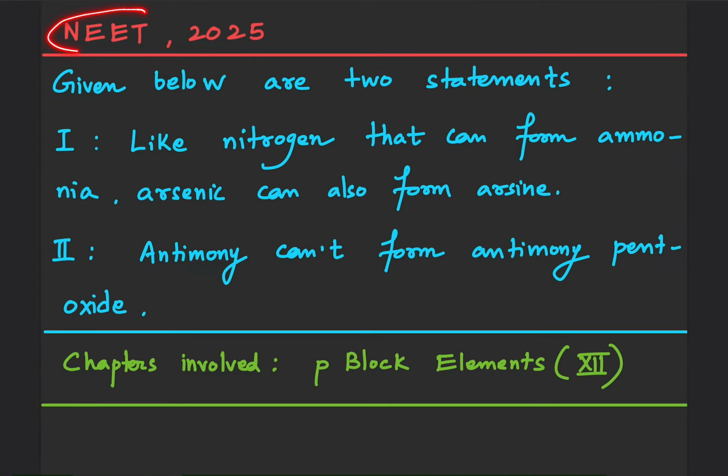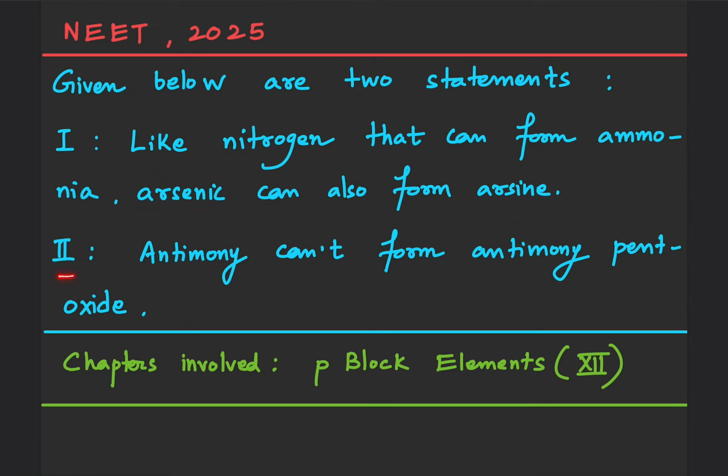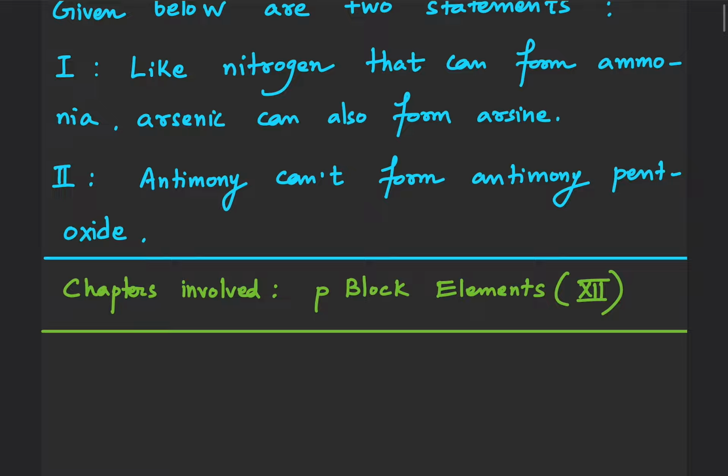Hello everyone. So this is a question from NEET 2025. Given below are two statements. Statement 1: like nitrogen that can form ammonia, arsenic can also form arsine. And statement 2: antimony can't form antimony pentoxide. Okay. And we have to decide which one of them is correct or incorrect. The chapter involved is P block.